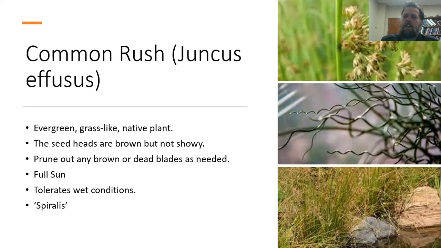There is a variety of rush that I thought was particularly interesting, and I think works really well as a container plant. Just has an interesting look to it. That's the spiralis, or Juncus effusus spiralis. And you can see a picture of that here in the middle. You can see where it gets that name because it has that helical or spiral shape to the growth of the blades. That I think just provides a feature that you're not going to see out of a lot of other things in the landscape. So just a really interesting feature to that plant.